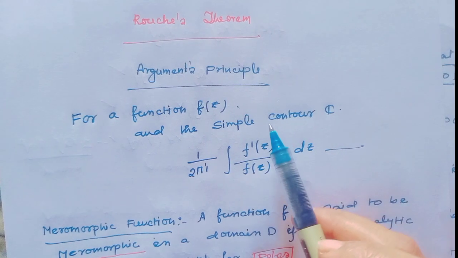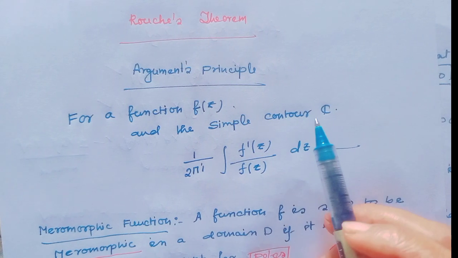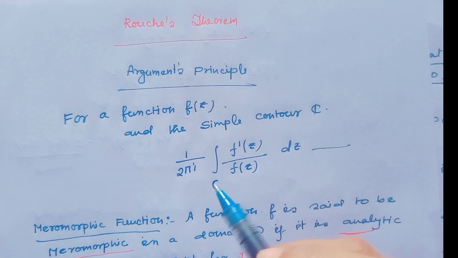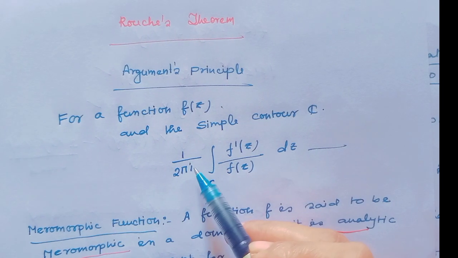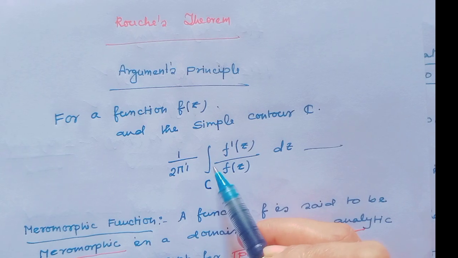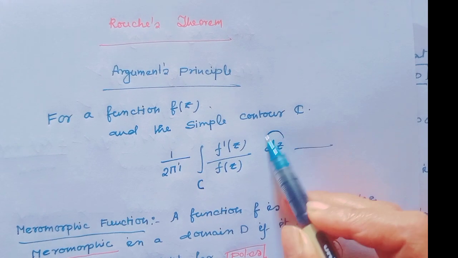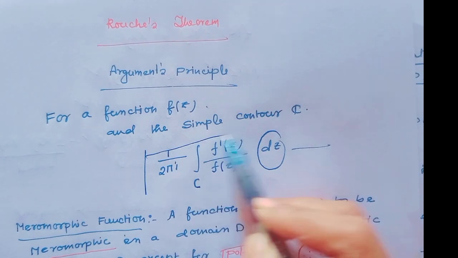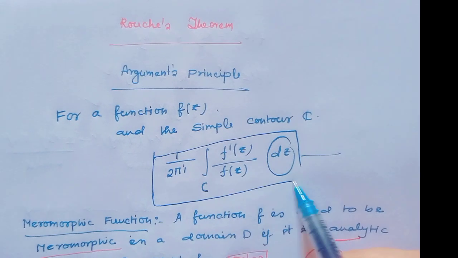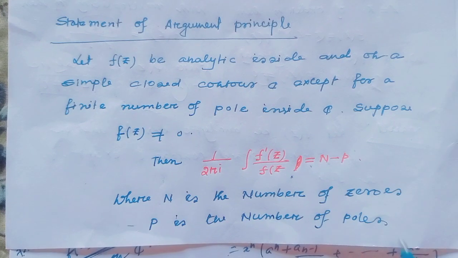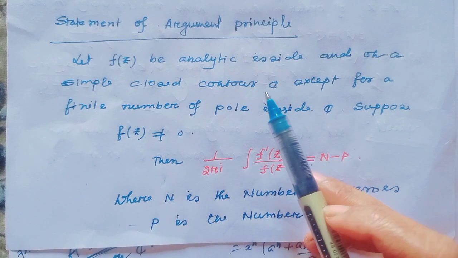The principle is about a function f(z) and a simple closed contour C: what is the value of the integral 1 over 2 pi i times the integral of f prime z divided by f(z) dz? What is the value of this type of integral? This is actually the argument principle. Let's see the statement of the argument principle.